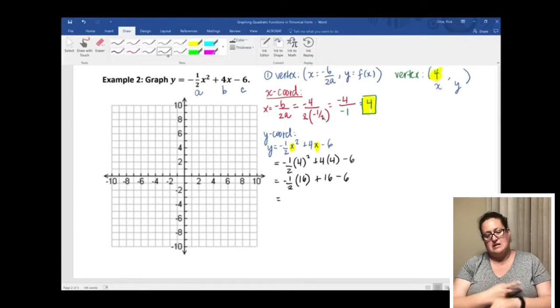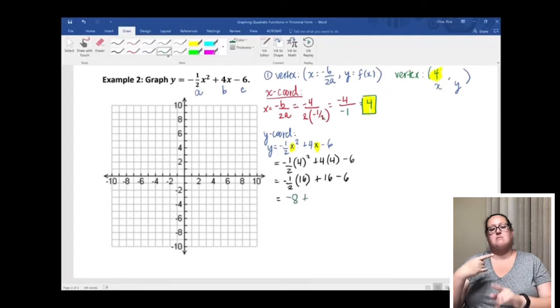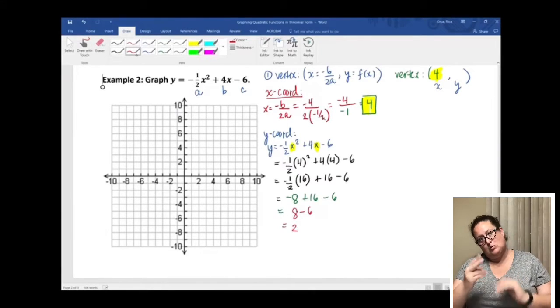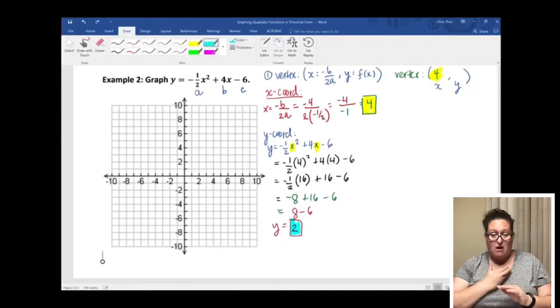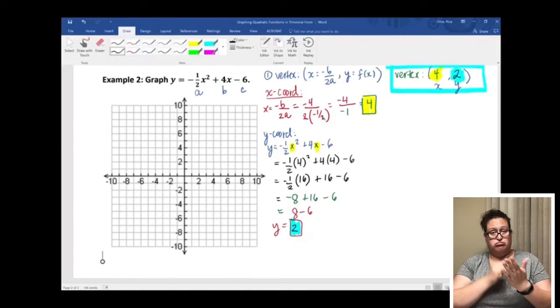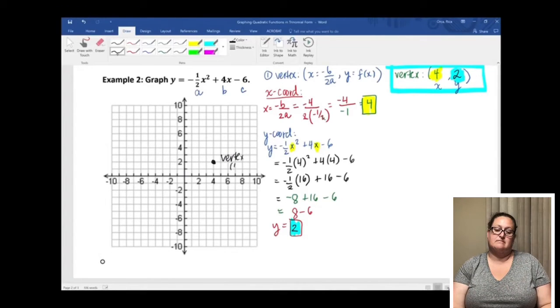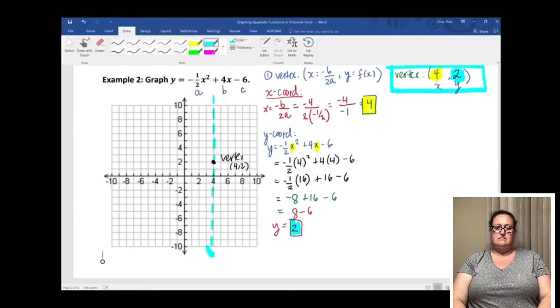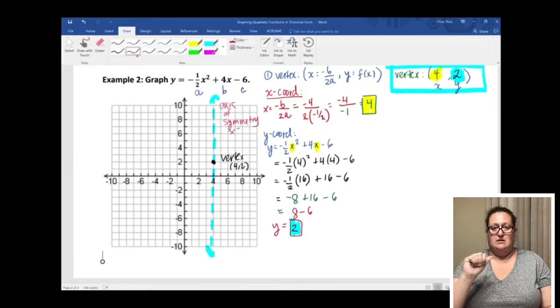Negative 1/2 times 16 is negative 8 plus 16 minus 6. Negative 8 plus 16 is 8. Minus 6, which is 2. So the y coordinate of our vertex is at 2. So now let's graph our vertex, which is at 4, 2. Label it. And once again, we know that our axis of symmetry is going to fall on our vertex. Label the axis of symmetry, and our axis of symmetry is at 4.